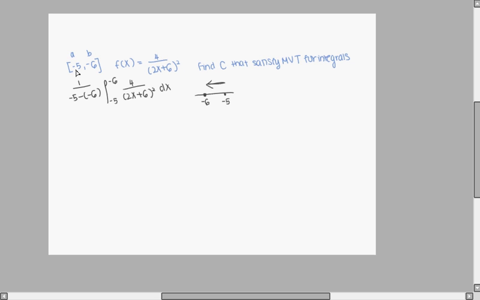But notice how my interval is phrased. It's from -5 to -6, and that's from right to left. But normally we go from left to right, don't we? So in order to make it more normal, all we have to do is flip the interval and put a negative sign out front. So we get this.